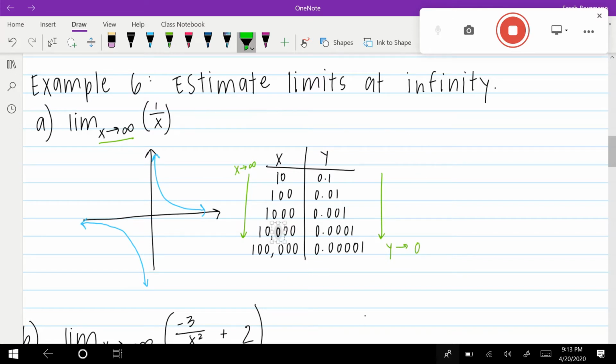And I'm going to double check on my graph. If I look as x is approaching infinity, that's the right end, what does it look like my y values are doing? It looks like it's getting closer and closer to the x-axis, which means that y is getting closer and closer to 0. So I would say, based on my graph and my table, that this limit is equal to 0.